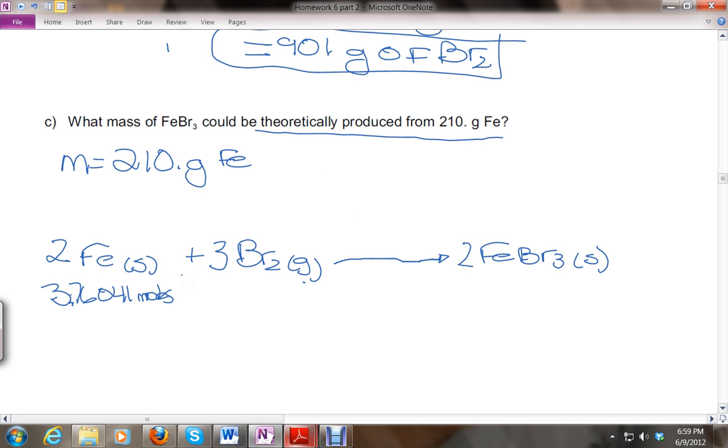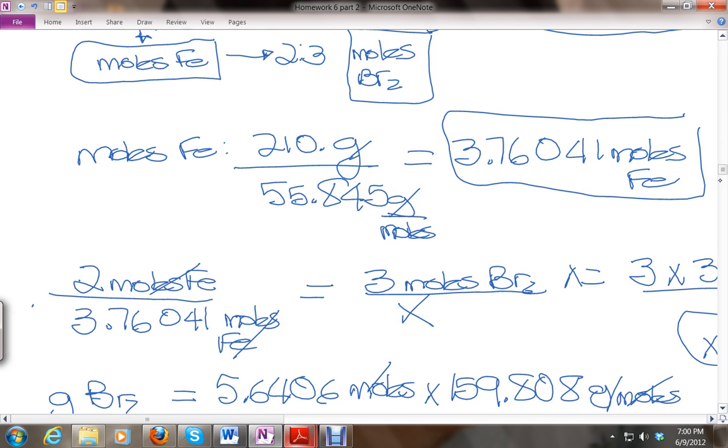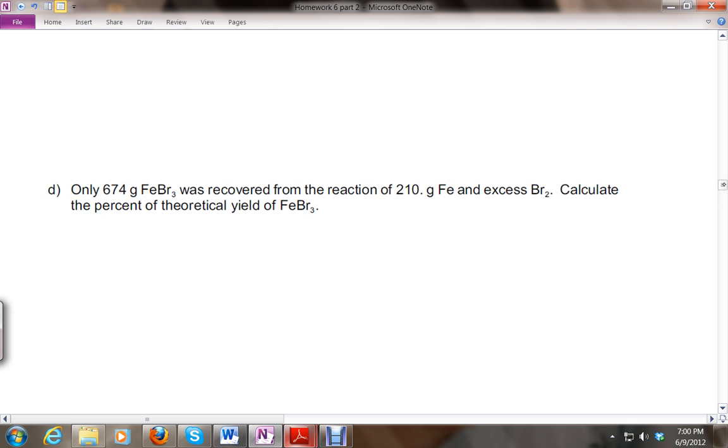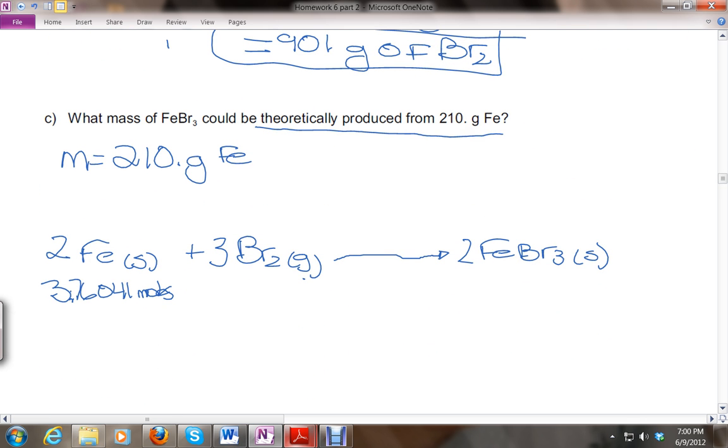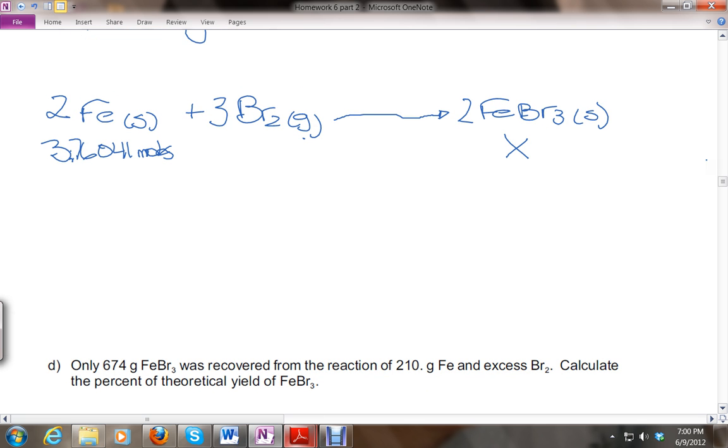So with 210, we got 3.76051 moles from part A. If you remember, we already made the calculation, divided by the molar mass. Now they're asking for the theoretical yield of FeBr3, which is the only product. So what are they asking? To calculate the amount that you're supposed to obtain. After the experiment you get the actual yield, but this is before you start, when you want to see how much you think you're going to get.